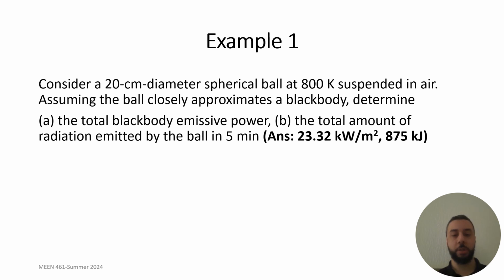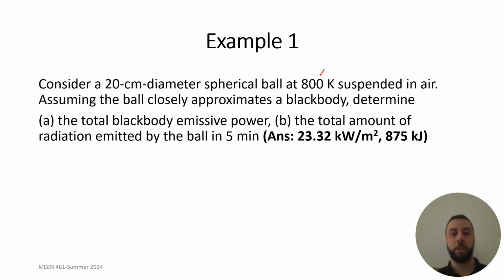Here's a quick example on a black body. This is going to be a very simple example just to get us started with radiation. It says, consider a 20 centimeter diameter spherical ball at 800 Kelvin suspended in air. Assuming the ball closely approximates a black body, determine the total black body emissive power and the total amount of radiation emitted by the ball in 5 minutes.